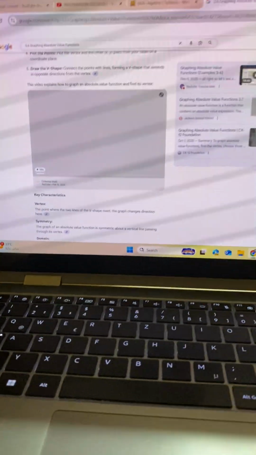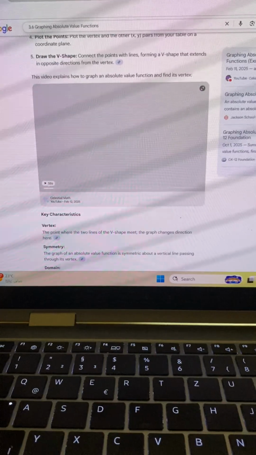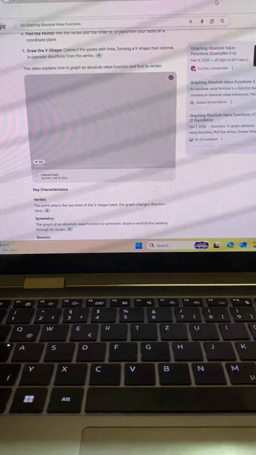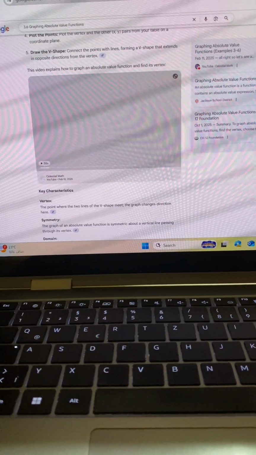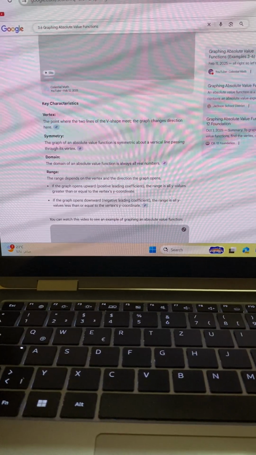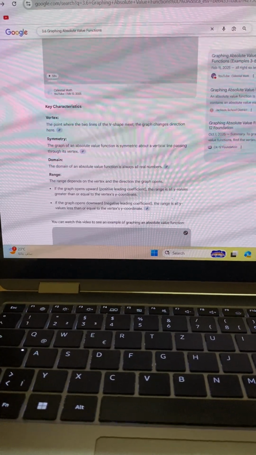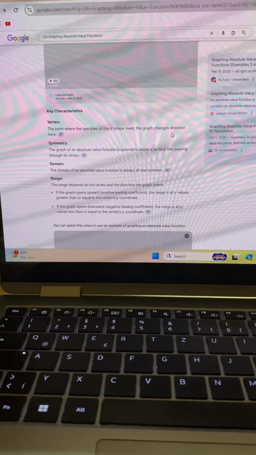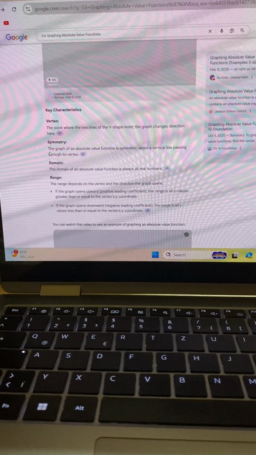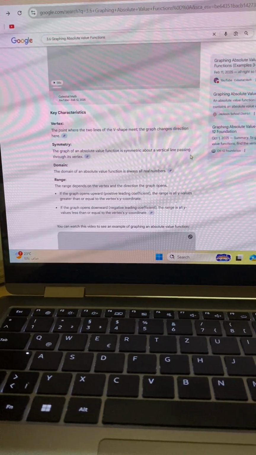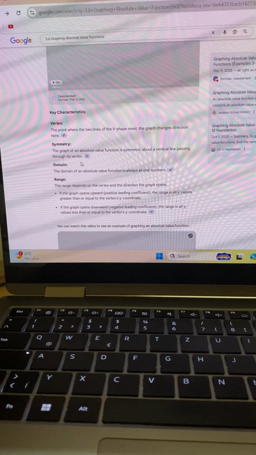Okay, let's pursue our tutorials here about graphing absolute value functions. After we watched the video, we noticed how we do the graph. Key characteristics: vertex, the point where the two lines of the V-shape meet; the graph changes direction here. Symmetry: the graph of an absolute value function is symmetric about a vertical line passing through the vertex.